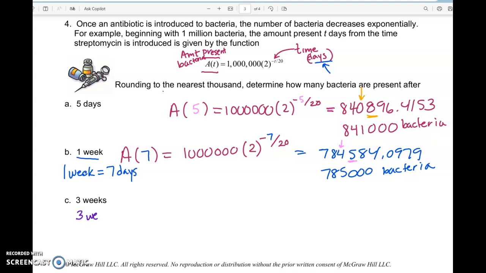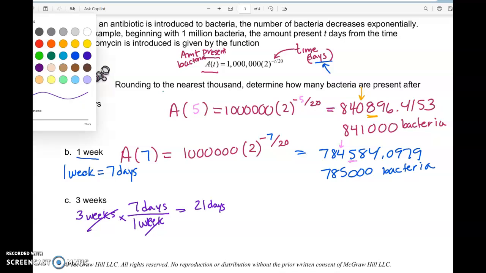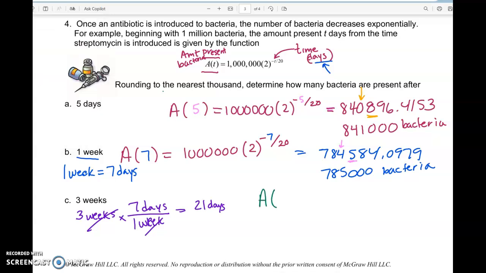So 3 weeks, I'm going to use the conversion factor that's up above, and I'm going to say, well, I want to get rid of weeks, and I want to go to days. So 3 times 7 is 21. The weeks cancel out, and it'll be 21 days. 3 weeks is equivalent to 21 days. I have to put it in terms of days in order to properly use the formula.